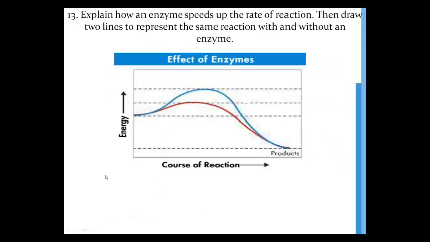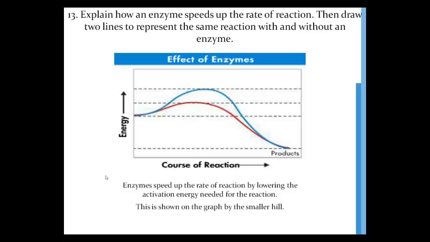How does an enzyme speed up a rate of reaction, and then draw two lines to represent the rate of reaction with and without an enzyme? Enzymes are catalysts. They're biological catalysts, and they speed up reactions the same way any catalyst does, by lowering the activation energy needed for the reaction. This is shown on the graph by a smaller hill.